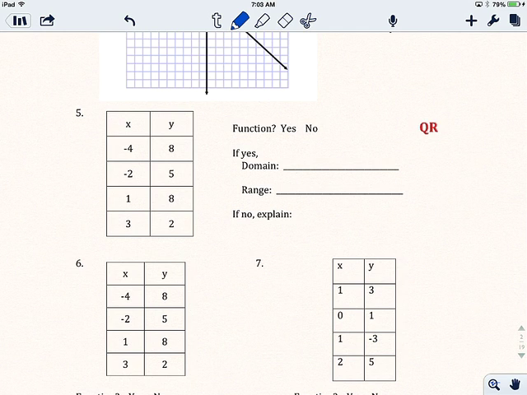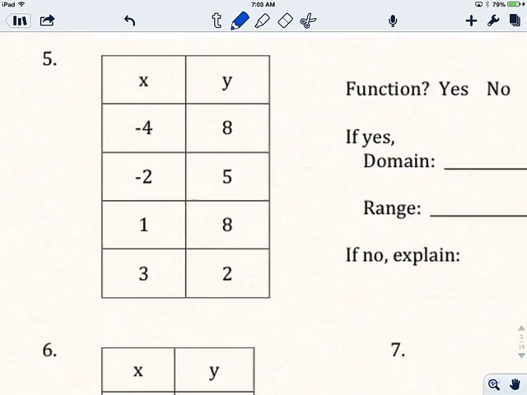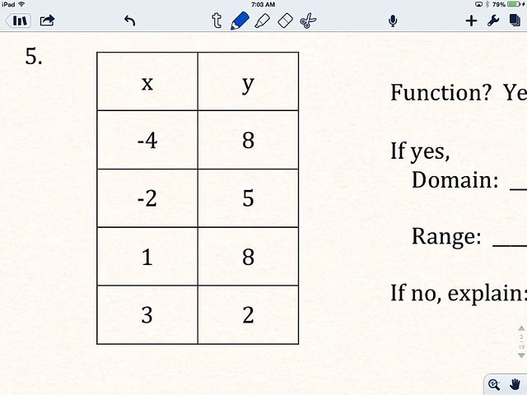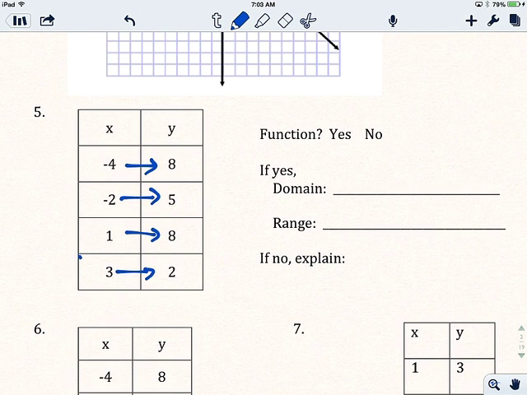Okay, so I'm going to look at my relationship and decide. And so what I'm going to notice first is that there are no repeats in the x column. So -4 is assigned to 8, -2 is assigned to 5, 1 is assigned to 8, and 3 is assigned to 2. And so in this case, since there are no repeated inputs, it's got to be a function.